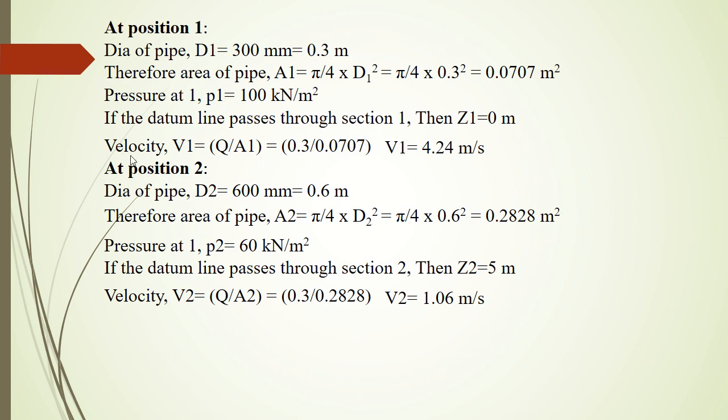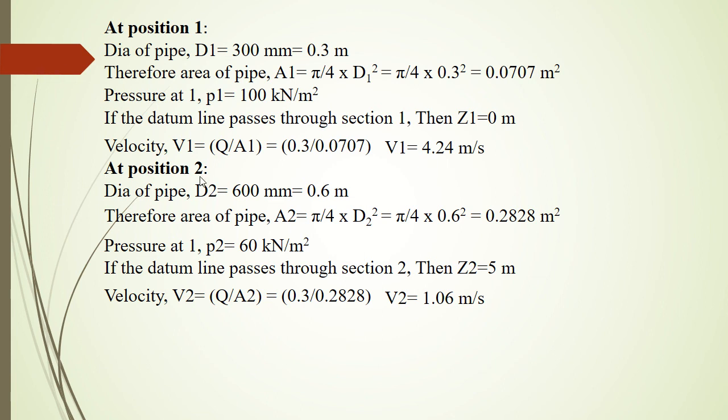Okay, so I can calculate velocity V1, right? Velocity at section 1 will be equal to Q by A1 from the continuity equation. So it becomes 0.3 divided by 0.0707. So V1 is 4.24 meter per second.